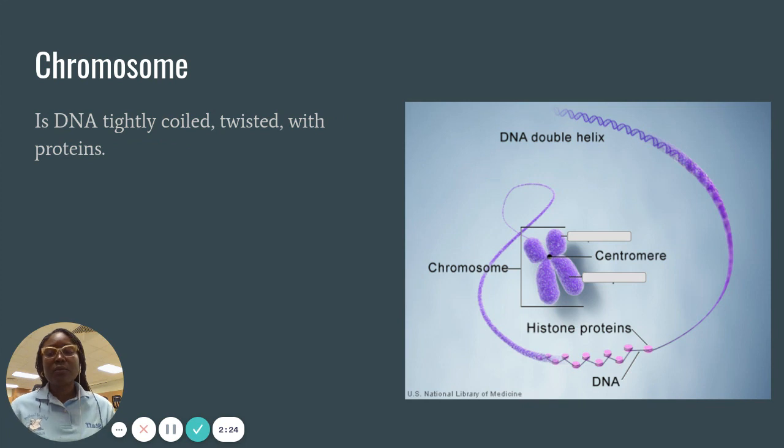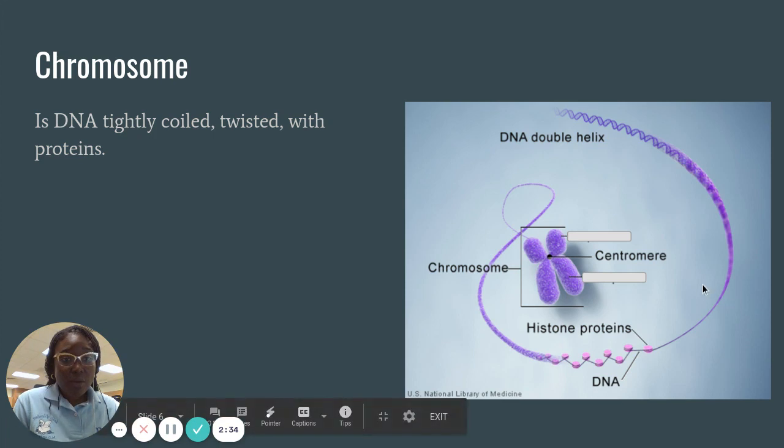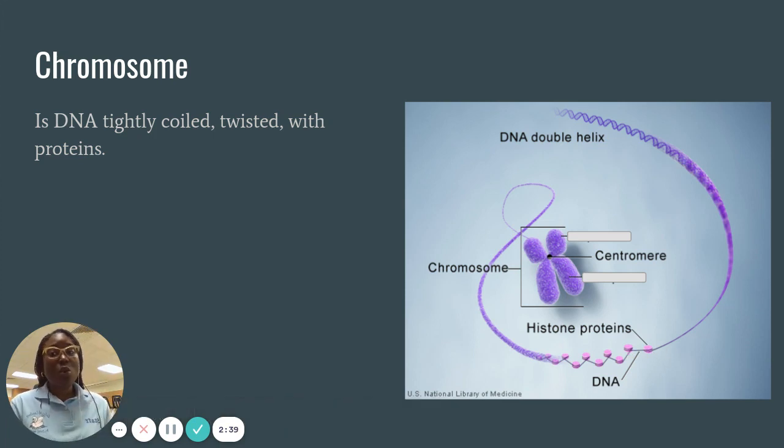Chromosome. This should not be the first time you've heard about chromosomes. Chromosomes are made up of DNA tightly coiled, that means twisted, with proteins. If you look at this picture, you have your DNA and also the proteins within that DNA, tightly coiled. That is a chromosome. And this is the shape of the chromosome when it's finished being tightly coiled.